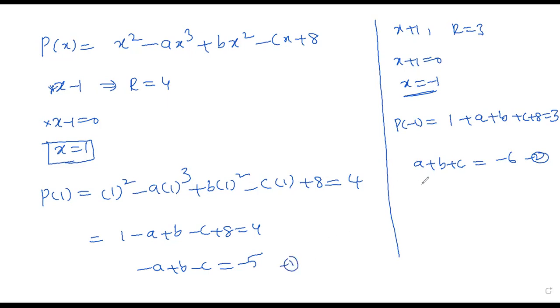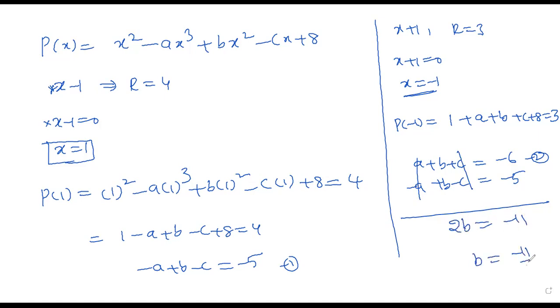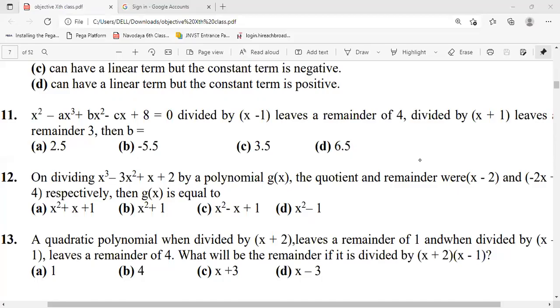You write one below the other, and you will directly get the value of b. So plus a and minus a cancel, minus c and plus c cancel. 2b is equal to minus 11, b equal to minus 11 by 2. Simple. Minus 11 by 2 means it is minus 5.5.